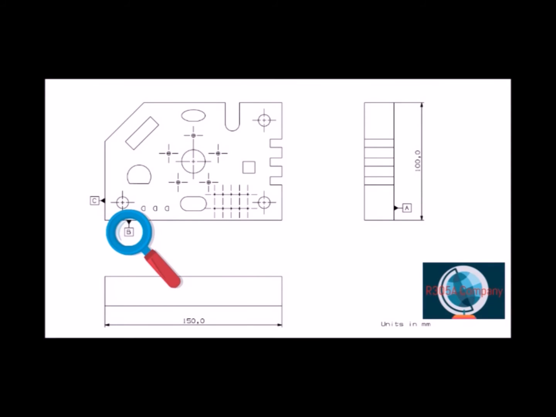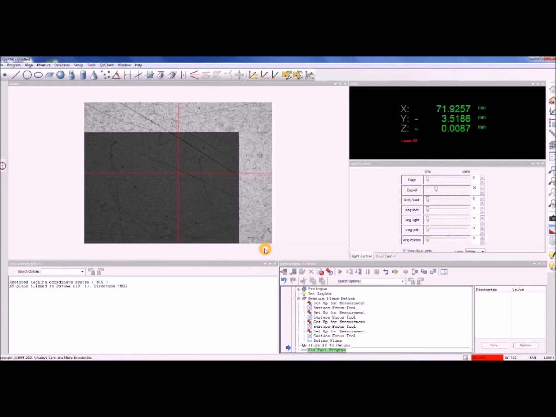B is the horizontal line located at the bottom of the workpiece. We will take points from the line and align it so the axis is straight. Let's get started!